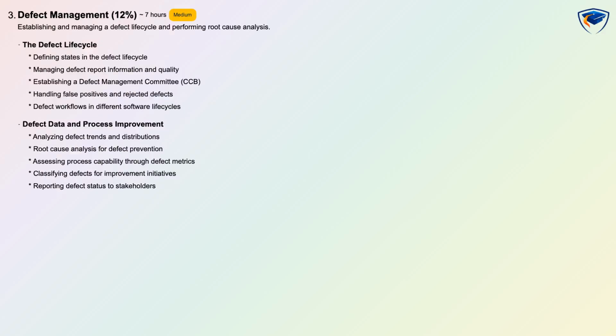Defect management is weighted at 12%, rated medium, with around 7 hours of study and a conceptual plus scenario-based assessment. You will learn to define and control a defect life cycle, manage defect report quality, and set up a defect management committee or CCB. The syllabus covers handling false positives and rejected defects, tracking defect workflows in different life cycles, analyzing defect trends, performing root cause analysis, and using defect classification to drive process improvement and stakeholder reporting.